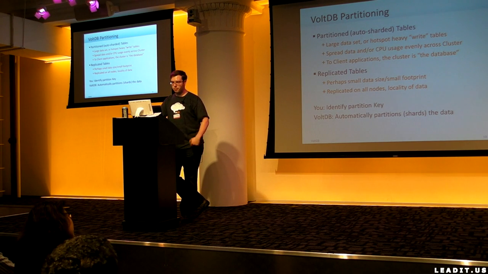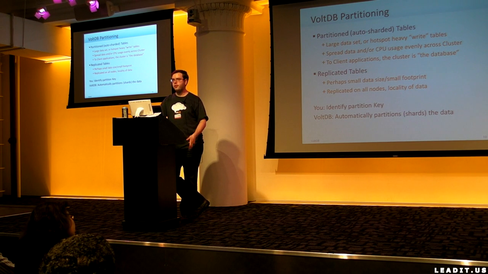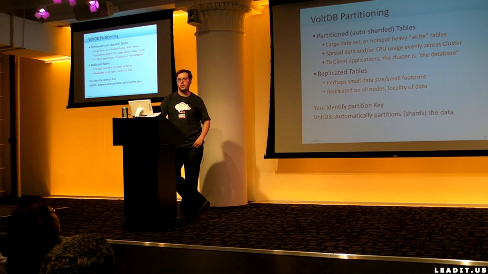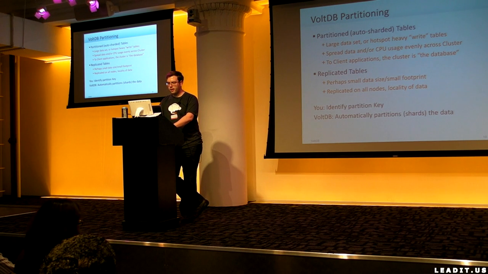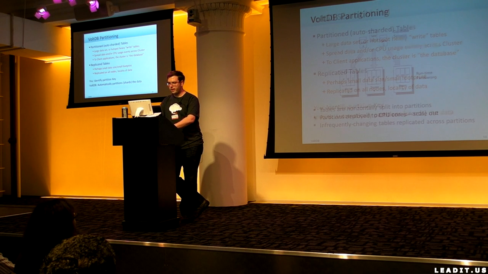So for partitioning and sharding, what Volt requires of you is that you identify how you want to distribute the data across the cluster. So you're going to specify a partition key, which is some column on your partitioned table. And that column will be hashed, and the value for that row determines it. And then the row will be sent to the correct partition. And Volt does this for you automatically.